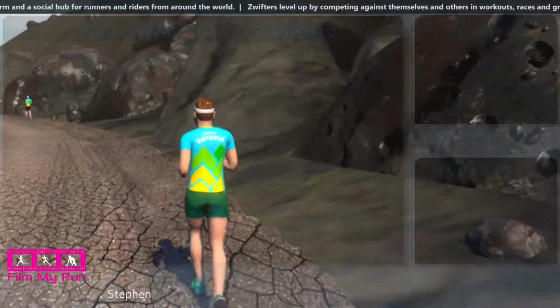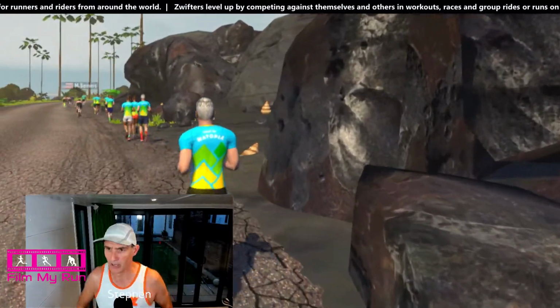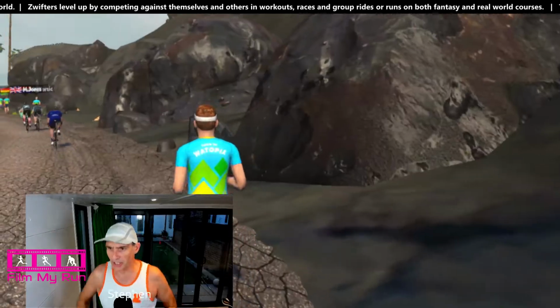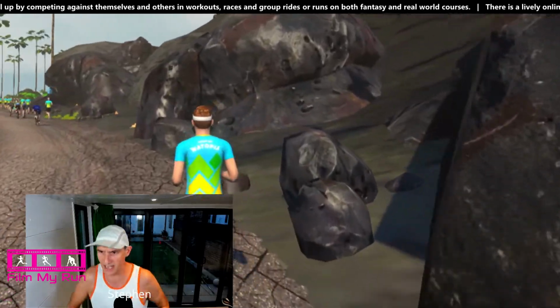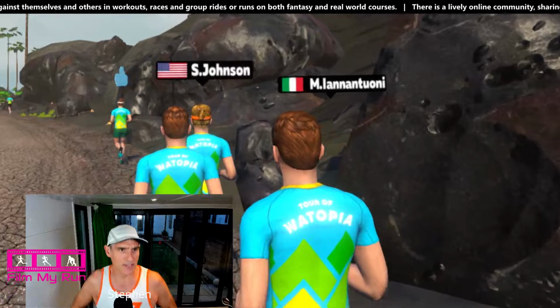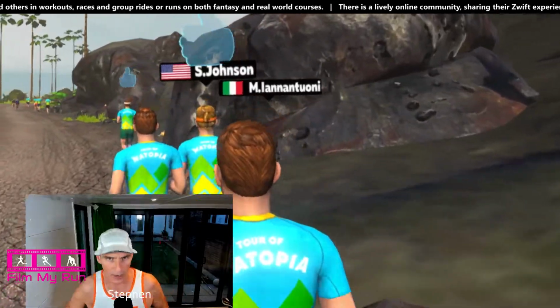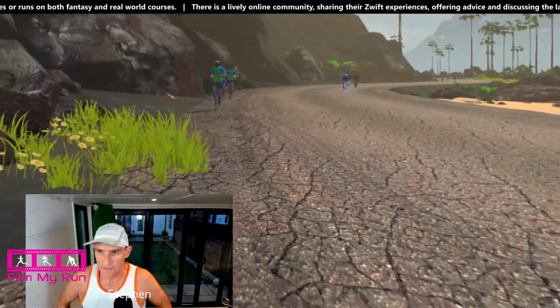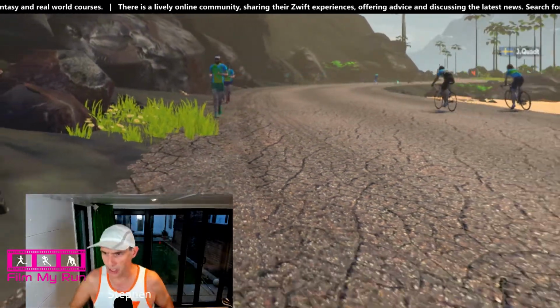Where are we? Linda from Denmark. Well done to Linda. And who's Cunningham? B. Cunningham from the USA. And S. Johnson from the USA. 138 heart rate. Nice and easy. Nice and comfortable for S. Johnson running 5 minutes per kilometre.